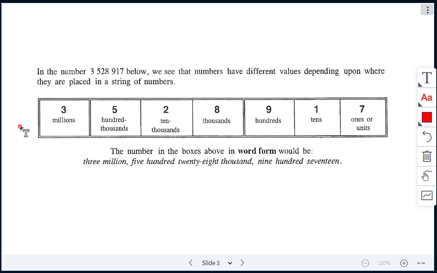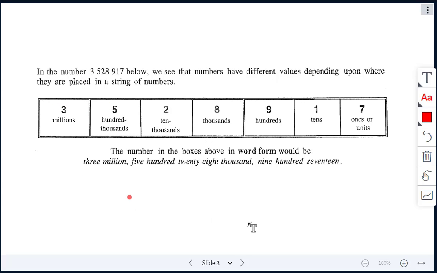All right, so here we have a much larger number. We have this number right here. That number is 3,528,917. All right, and each of those digits have different values depending on where they're placed in the place value. All right, so 7 is in the ones place, the 1 is in the tens place, the 9 is in the hundreds place, the 8 is in the thousands place, the 2 is in the 10,000s place, 5 is in the 100,000s place, and 3 is in the millions place.